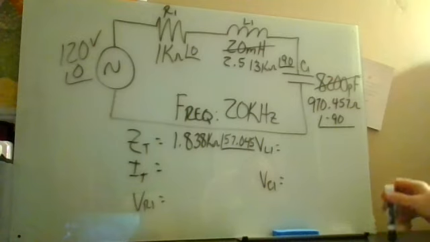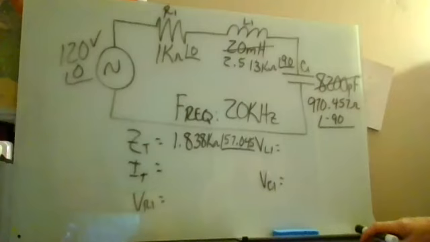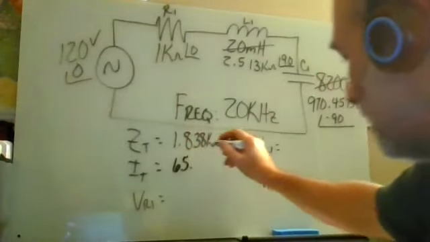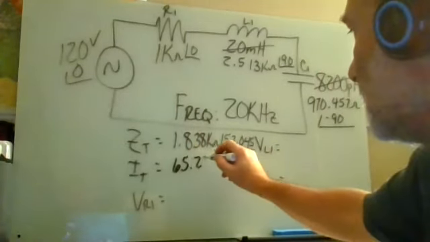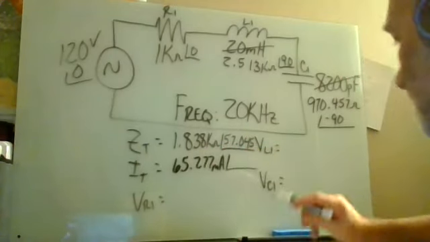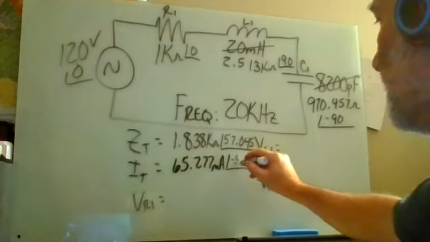So who got I total? Anybody? I got 0.06527. Move it over: 65.277 milliamps at an angle of, what'd you get your angle at? Negative 57.045.